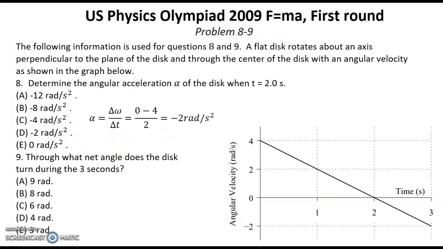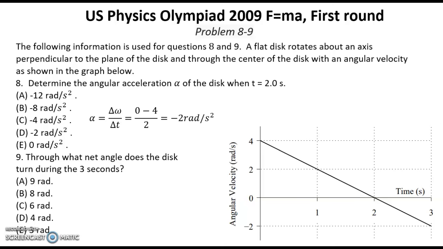Question number 9. Through what net angle does the disk turn during the 3 seconds? So here we can use another equation. We can use average angular velocity for motion with a constant angular acceleration.